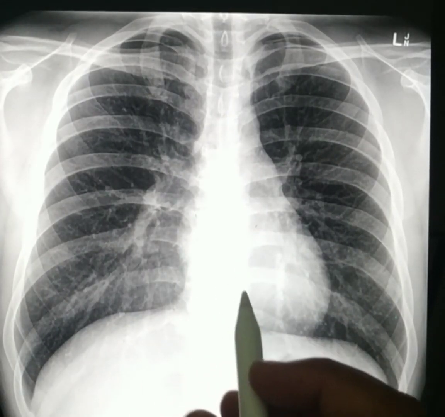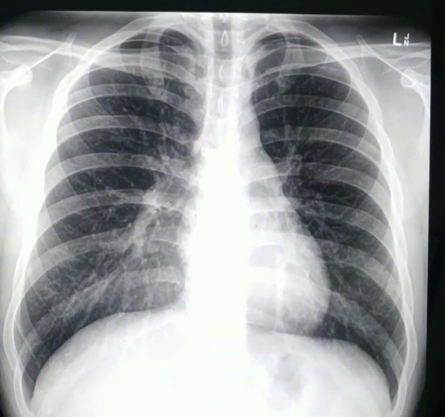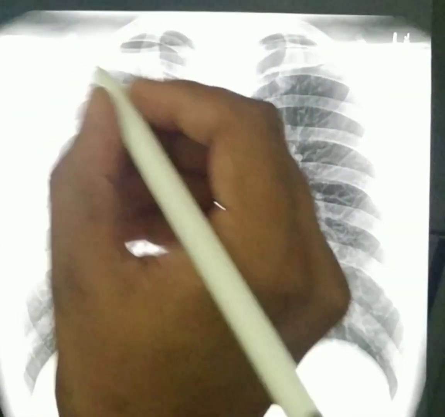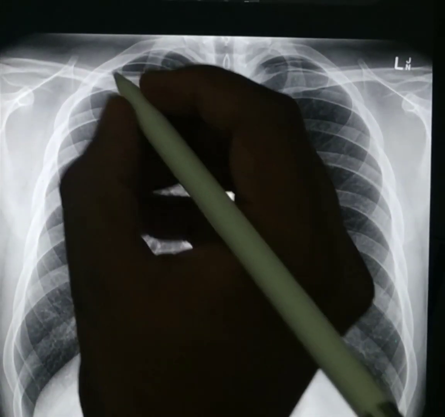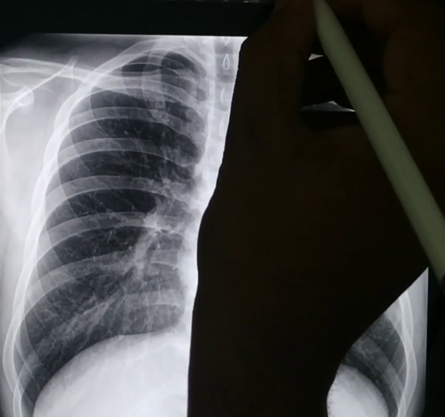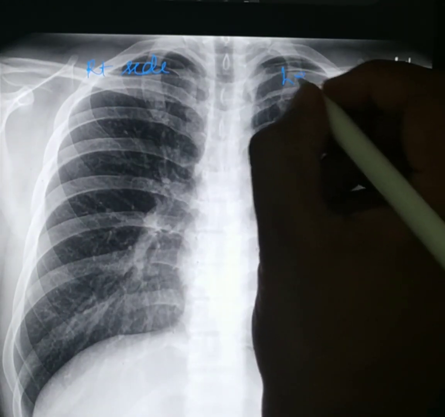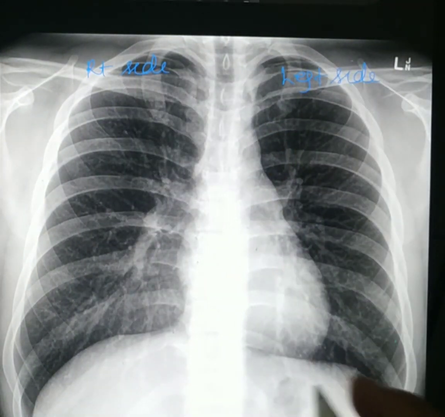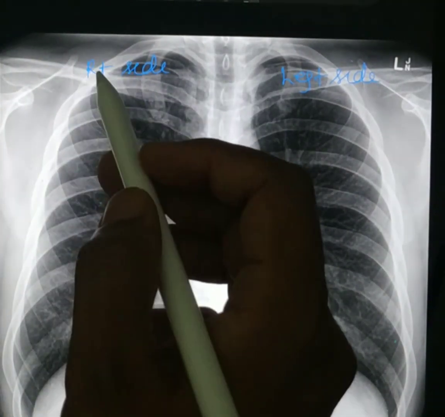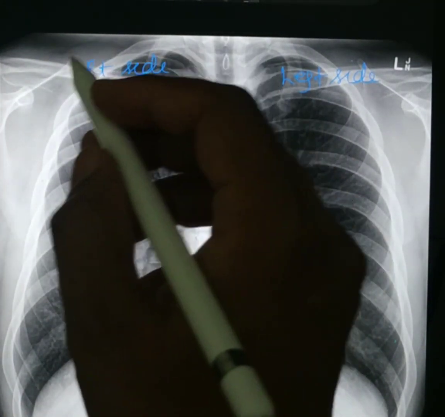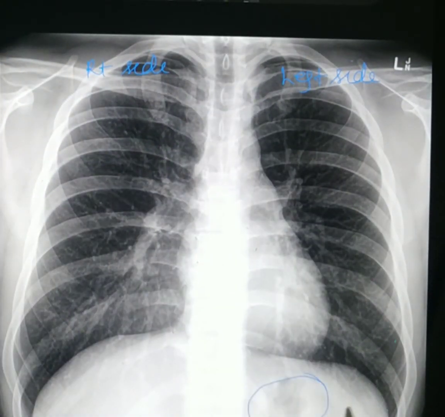This is the normal PA view of the chest X-ray. So first of all, we have to differentiate which is the right and which is the left side. In this X-ray, this is right side. This is left side. How will you differentiate between right and left? You can see the mark which is given by the X-ray technician, right and left. But if there is no mark, you can see the fundic gas shadow on the left side.